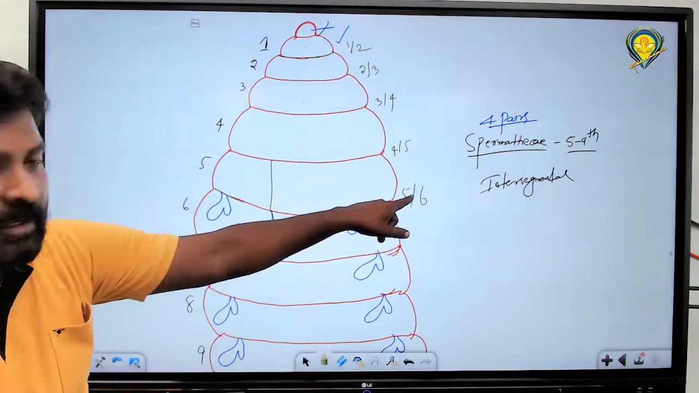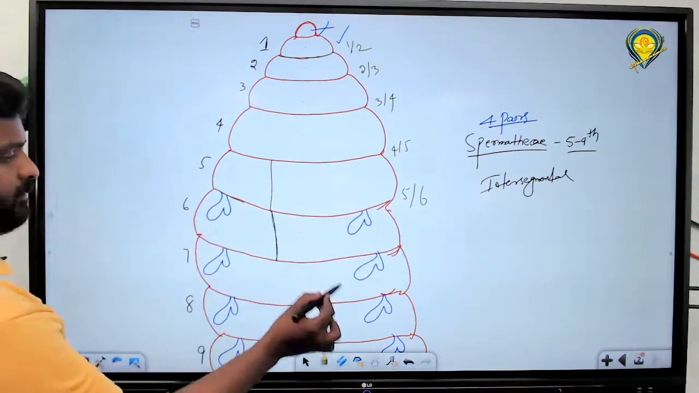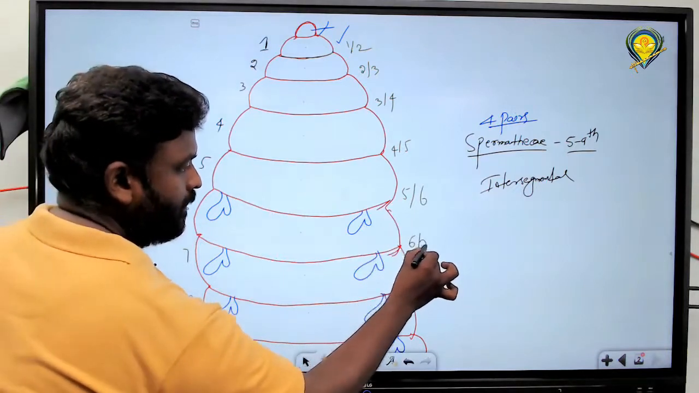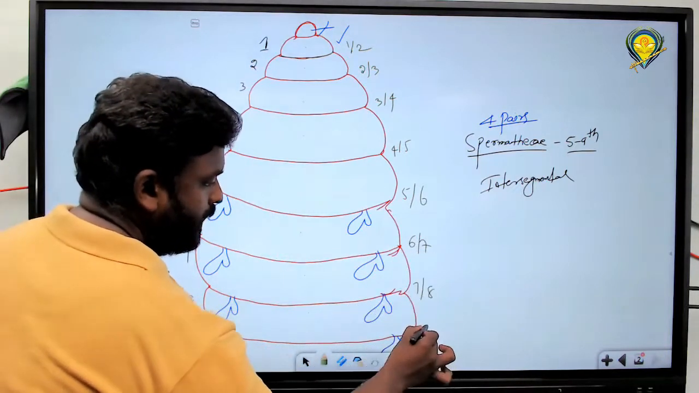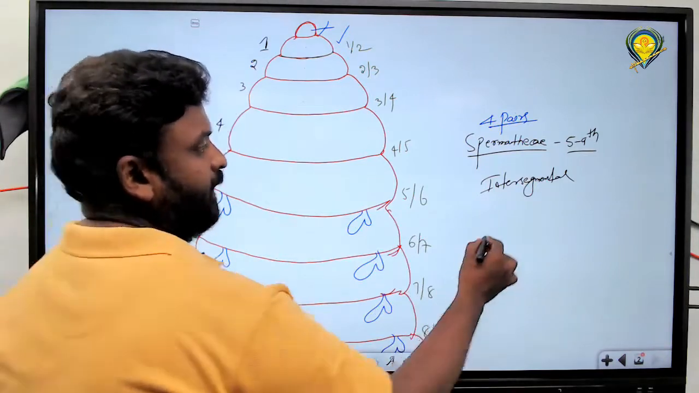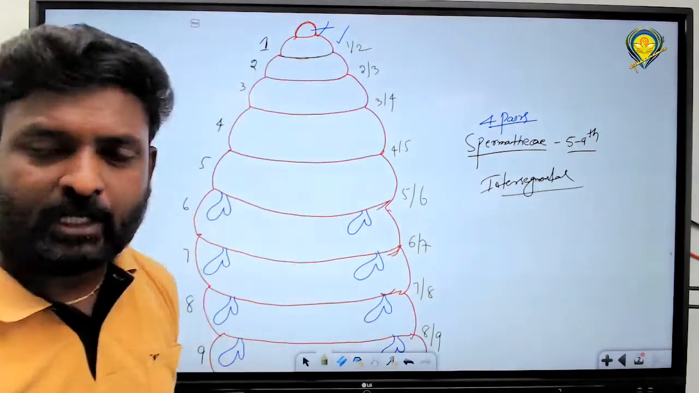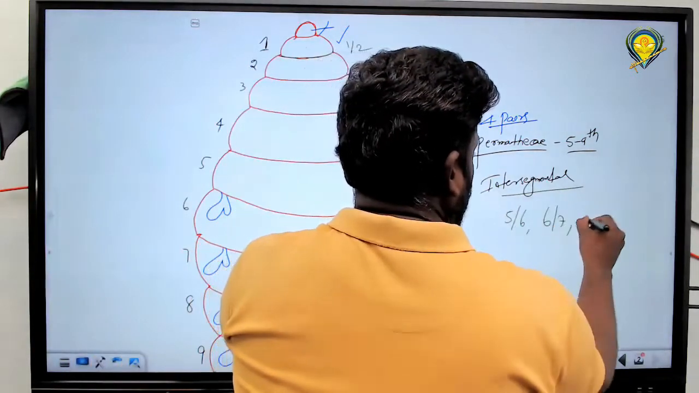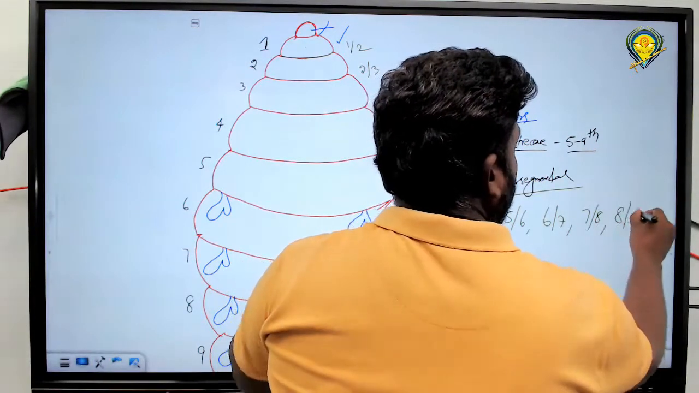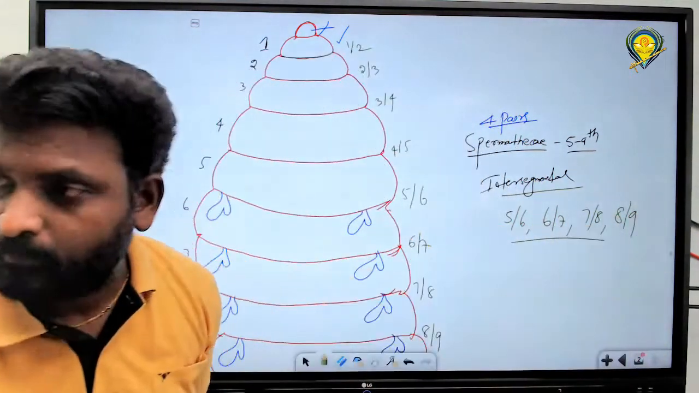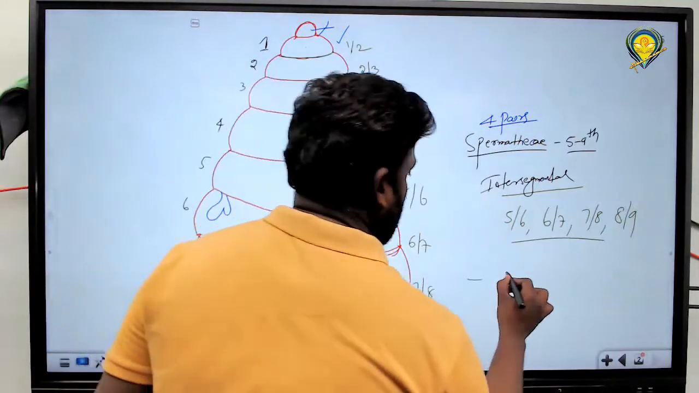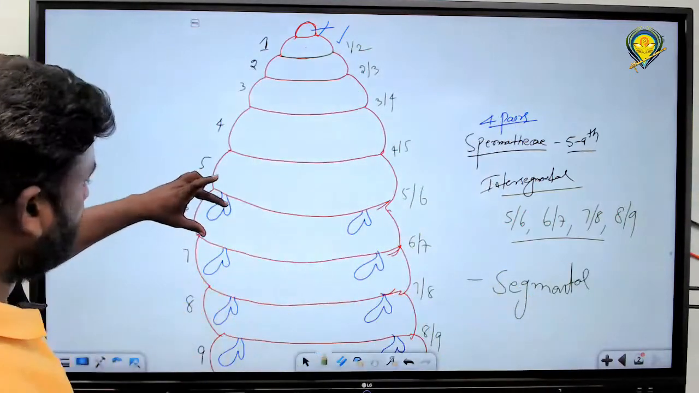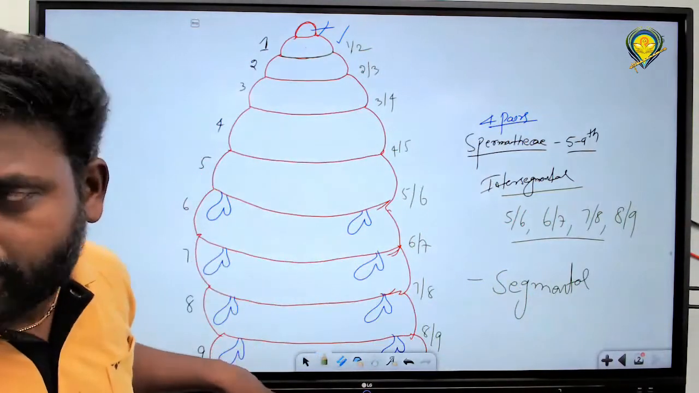Shall we write like 5/6, then next one what? If they are giving about the intersegmental, you have to write what? First one, this is 5th to 9th. Got it? If they are only asking about segmental, could you please talk about segmental? 6th, 7th, 8th to 9th, right?